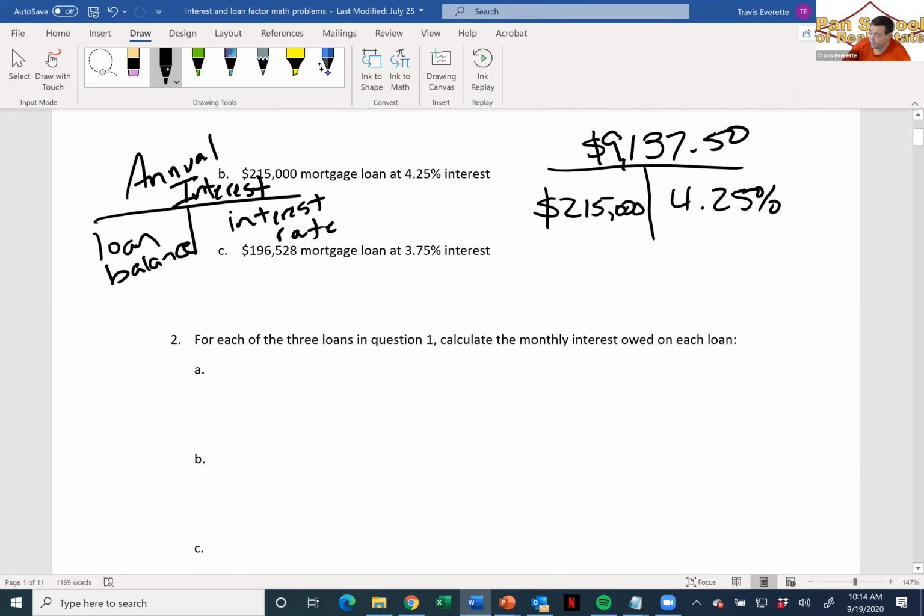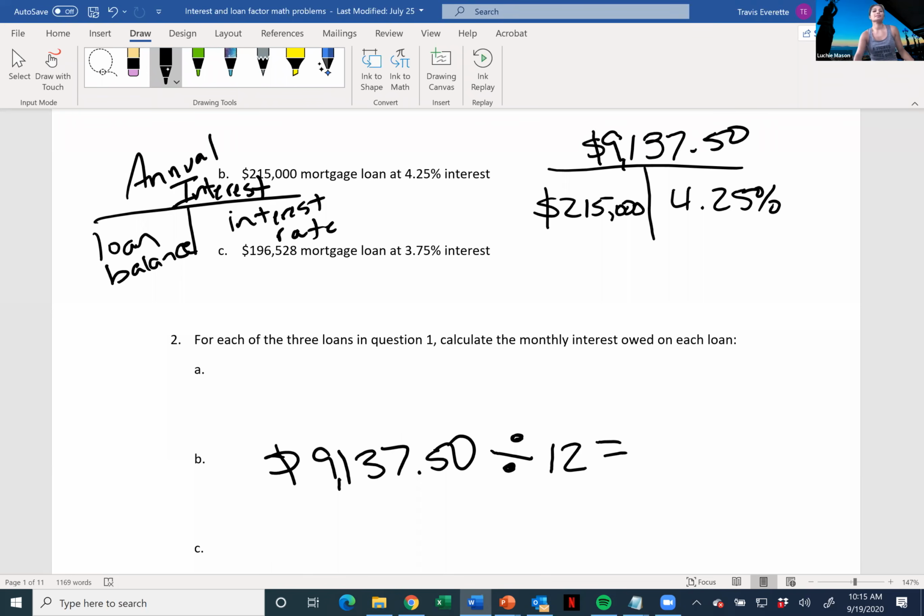Well, if this $9,137.50 is an annual number, how many months are there in the year? If we want to break that down into monthly, we need to divide by 12, right? Yes. So $9,137.50 divided by 12 would be $761.45 or 46 cents.